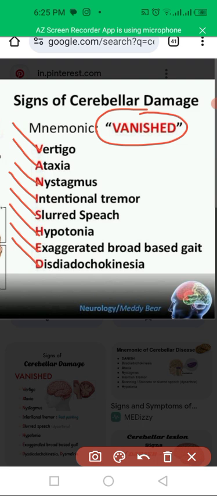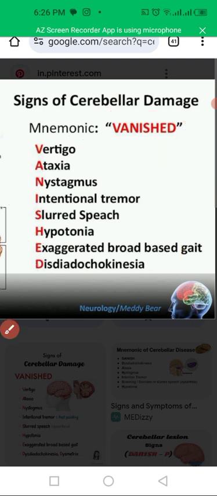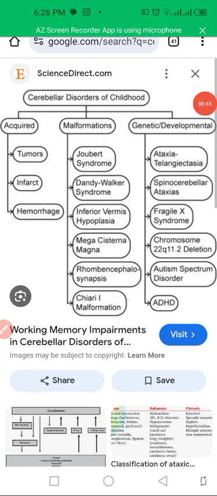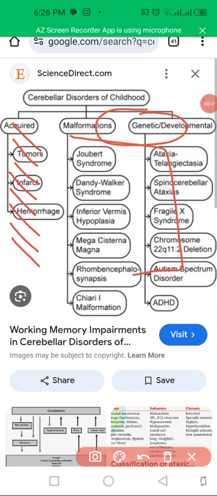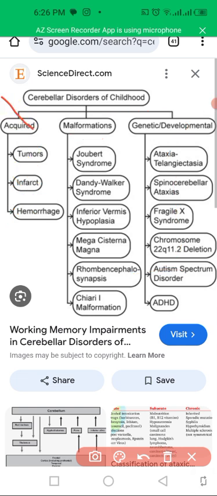So the question is, in what kind of diseases will a cerebellar lesion be there, and what kind of diseases will give all these types of signs, symptoms, and findings? There are three broad categories of diseases, and those three categories include acquired, malformations, and genetic development.